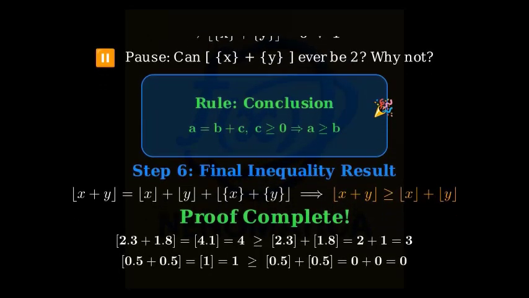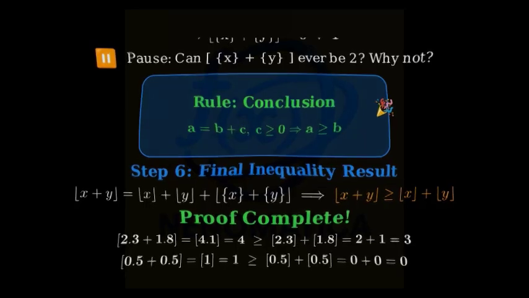In the first example, 2.3 plus 1.8 is 4.1, whose floor is 4, which is greater than or equal to 2 plus 1. In the second example, 0.5 plus 0.5 equals 1, whose floor is 1, which is greater than or equal to 0 plus 0.